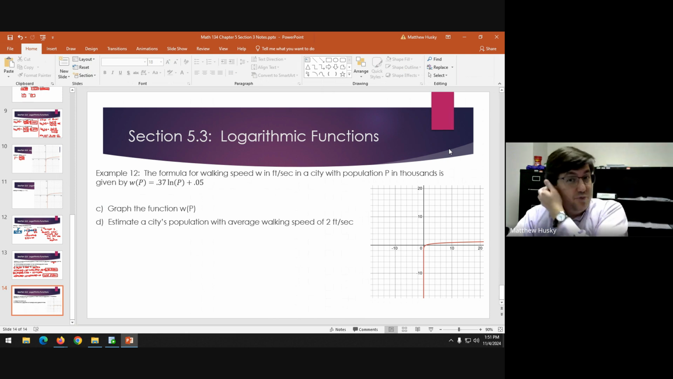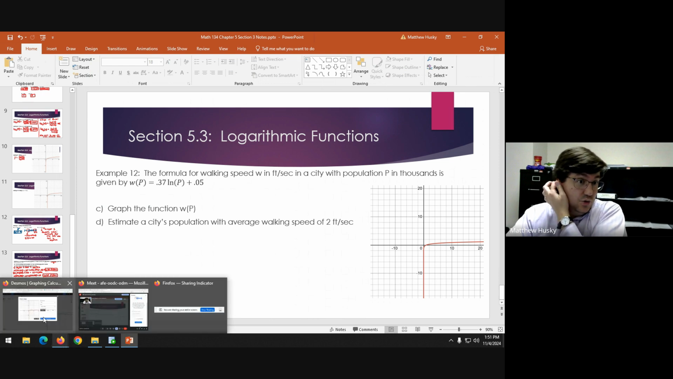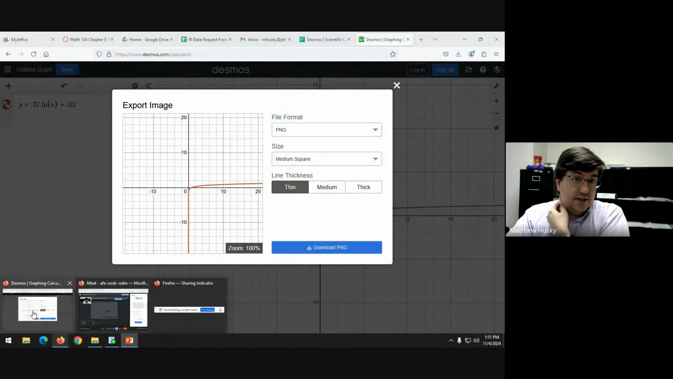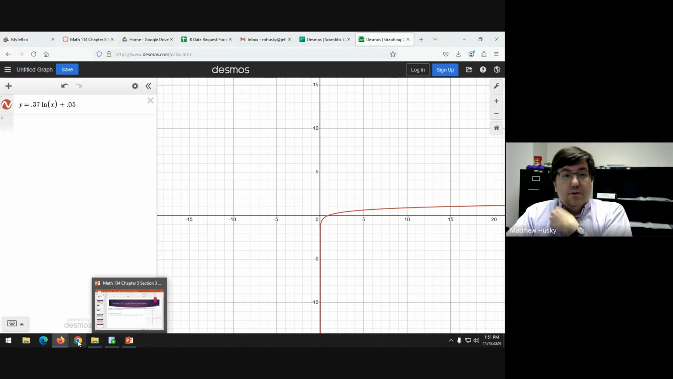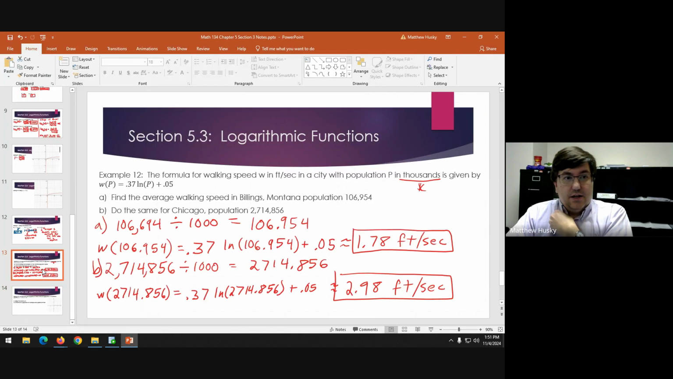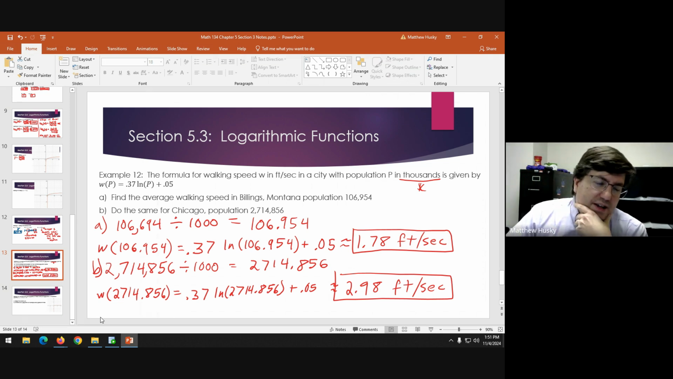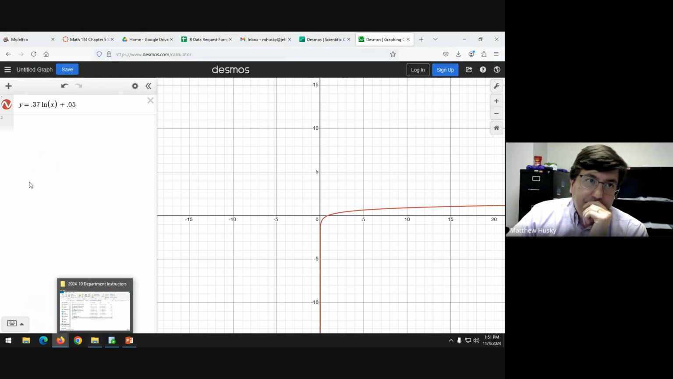Estimate a city's population with a walking speed of 2 feet per second. Okay. So we know from the ones we already did, it's got to be bigger than the population of Billings, which had a speed of 1.78, but it's got to be smaller than Chicago, probably smaller by quite a bit. So I'm going to make a ballpark guess that it's probably somewhere around, I don't know, 150, 200,000, somewhere in there. That's just kind of a rough guess.